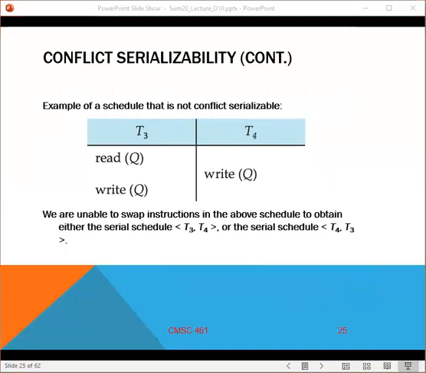And here's yet another example. In this case, we've got these operations that we see, and T3 and T4 are not conflict serializable. We cannot move read Q and write Q because we've got a modification on the same object. They're both working on the same object, and one of them is writing. Likewise, we can't swap write Q and write Q because they're both working on the same object. So these are not conflict serializable. The database management system would just leave T4 in the queue, and it'd try and find another one that it could run simultaneously with T3.